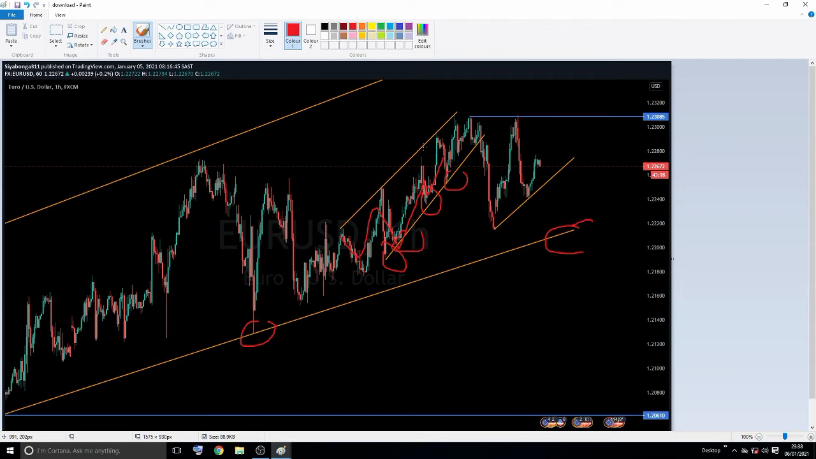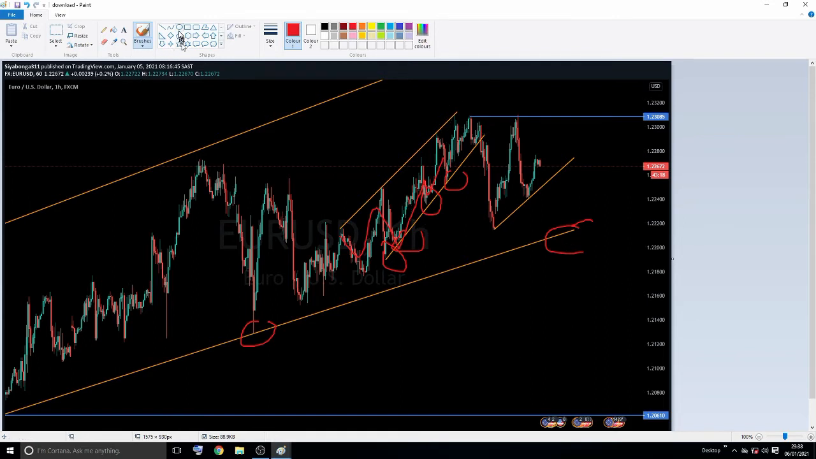So just train your eye, or just learn to analyze from bigger time frames to lower time frames and find the minor trend lines and the major trend lines. Yes, so learn to find the minor trend line and the major trend line.